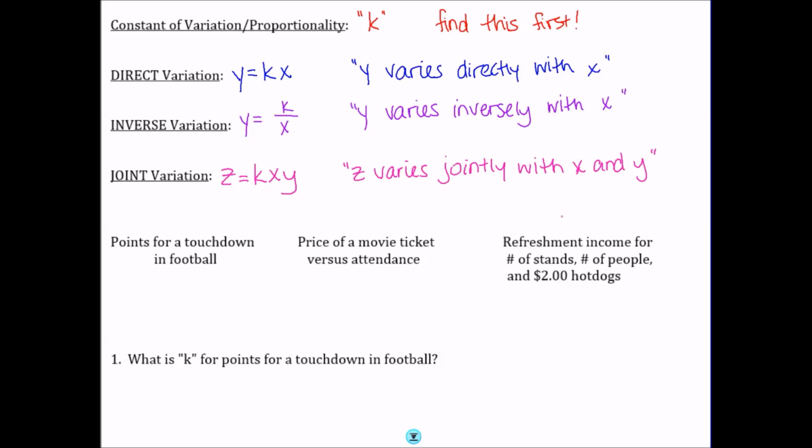So first we're going to take a look at a couple of real-life examples and figure out which type of variation they are. First, we have points for a touchdown in football. If we're looking at how many touchdowns you score and how many points you earn, that is direct variation. As one variable increases, the other variable increases. So the more touchdowns you score, the more points you earn.